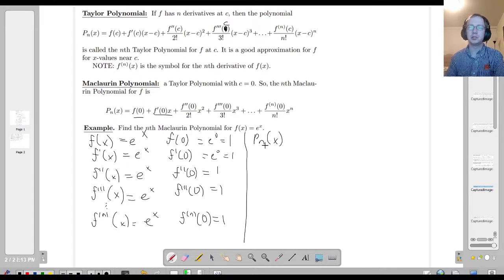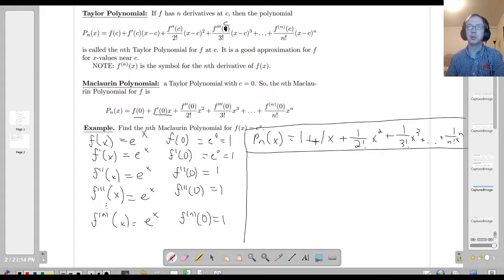So, the degree n Maclaurin polynomial, I would start with f of 0, which is 1. F prime of 0 is 1, times x. F double prime of 0 is 1, so 1 over 2 factorial times x squared. F triple prime of 0, that's also 1 over 3 factorial times x cubed. I would keep adding stuff all the way to the nth derivative evaluated at 0, still 1 over n factorial times x to the n. Okay, so we just found the degree n Maclaurin polynomial for e to the x.